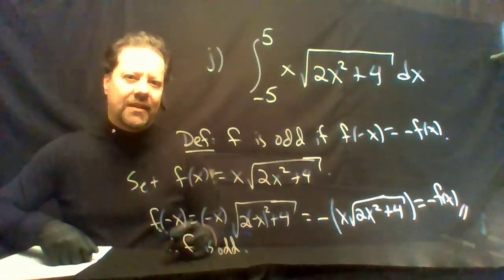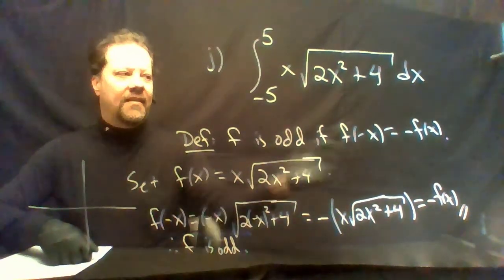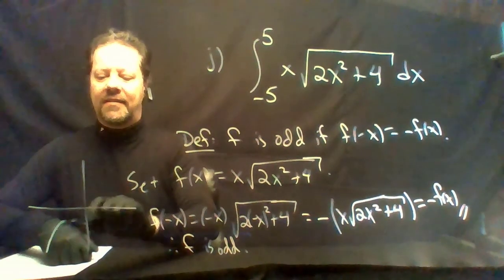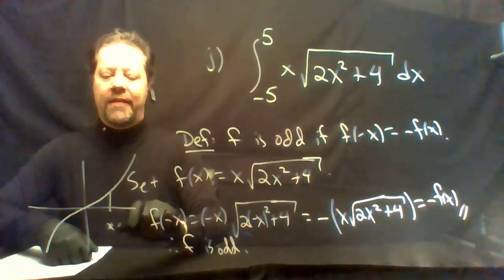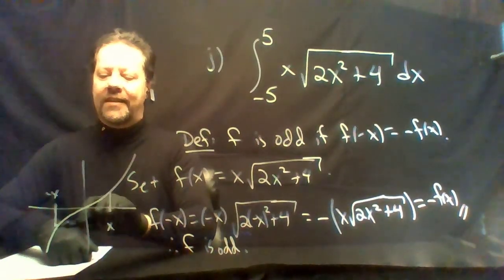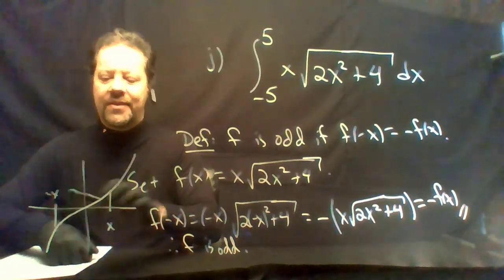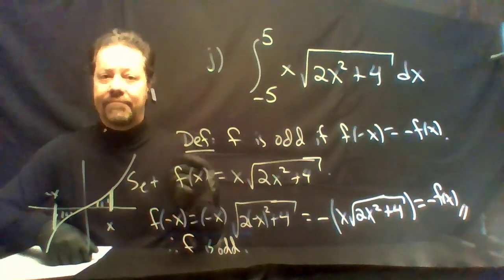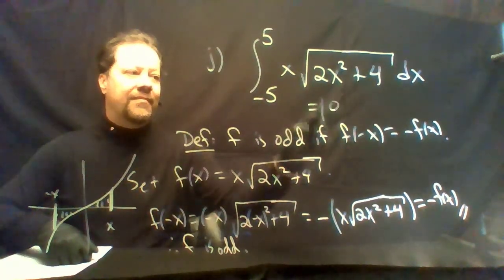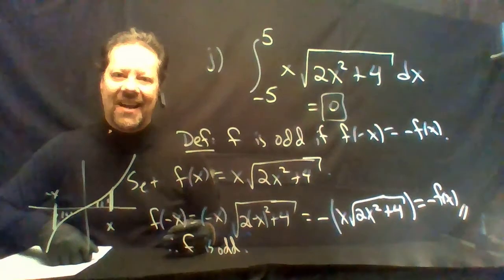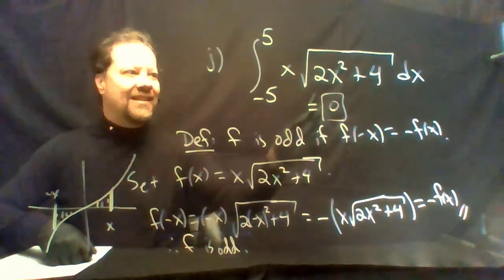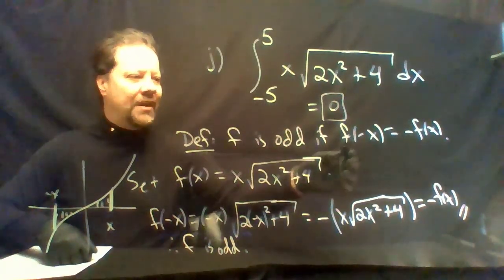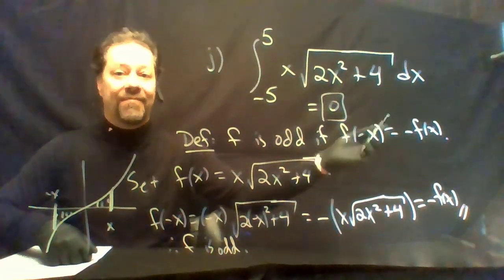What does that mean geometrically? At negative x, you get the negative of what you had at x. Whatever you have at x, at negative x, you get the opposite. So anytime you integrate from negative a to a, an odd function, you have to get 0. You can tell by looking at this now. The integrand is odd. The negative gets squared away here, and one negative pulls out. Anytime you have a negative that pulls out, the function's odd.